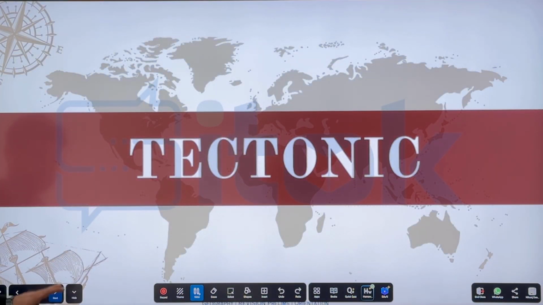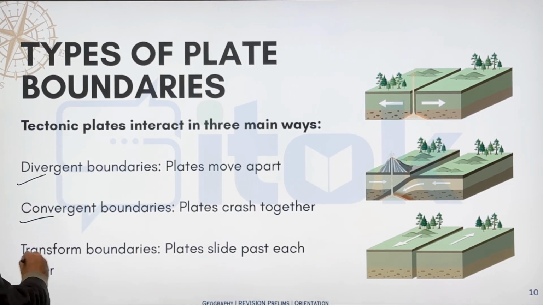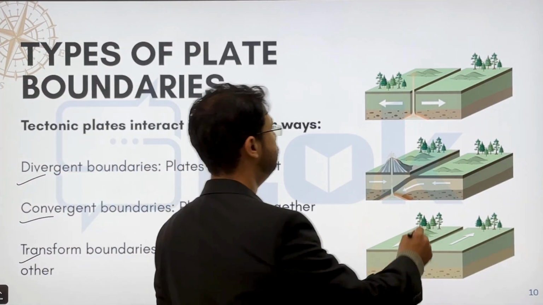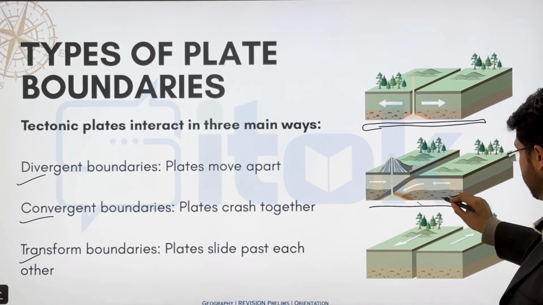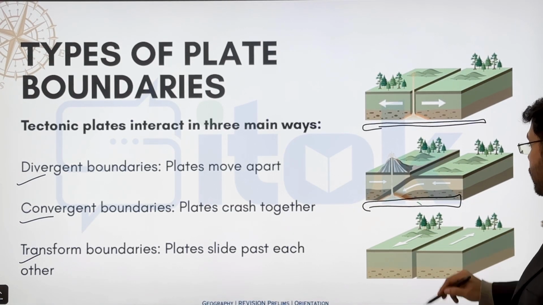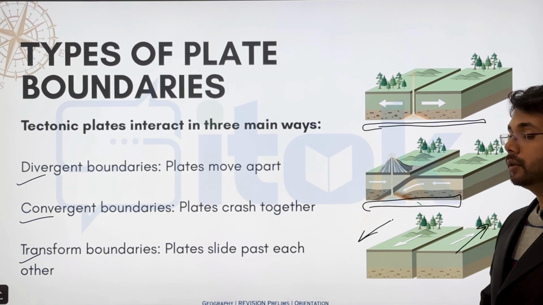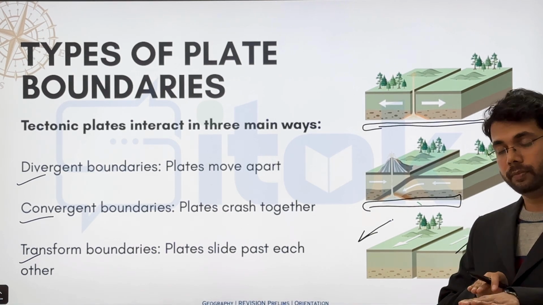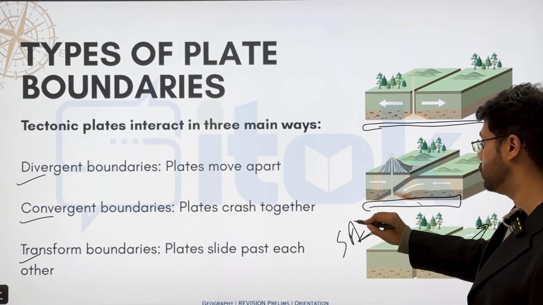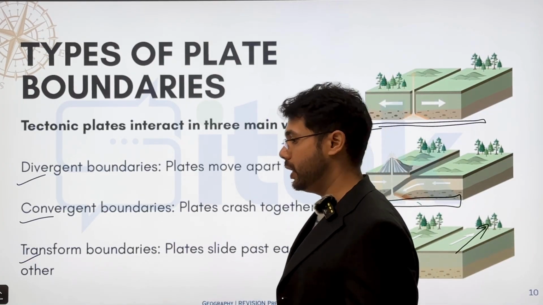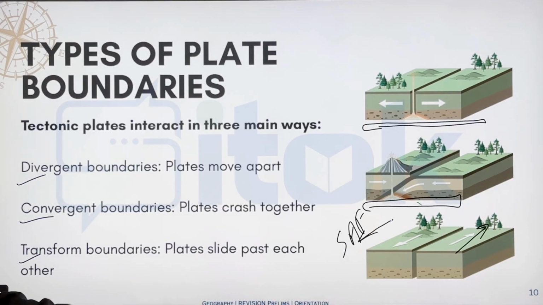So now we go to tectonic plates. There are three types of plate boundaries. Most of you will be knowing this. They are called divergent, convergent, and transform. Divergent is when plates move away from each other. Convergent is when they compress against each other. And transform boundary is when they are sliding past each other, a parallel kind of situation, flowing past each other. A very good example of this is the San Andreas Fault of California. Why is this most famous? Because a lot of earthquakes in the California region of America take place because of the transform boundary.